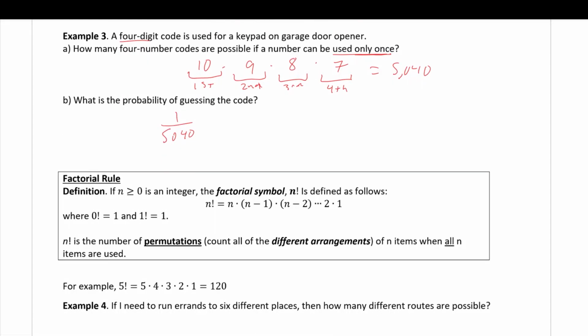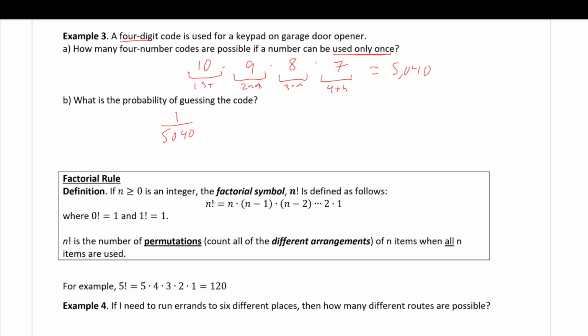All right, so let's discuss this factorial symbol. N factorial. That little exclamation mark is read as factorial. So n factorial equals n times n minus 1 times n minus 2, all the way down to where you get to 1. These are what are known as permutations.